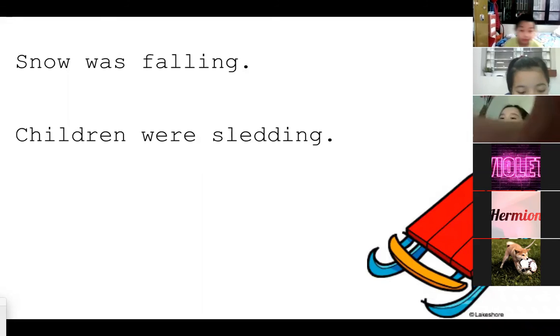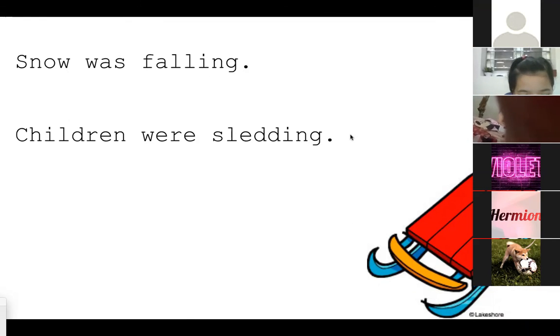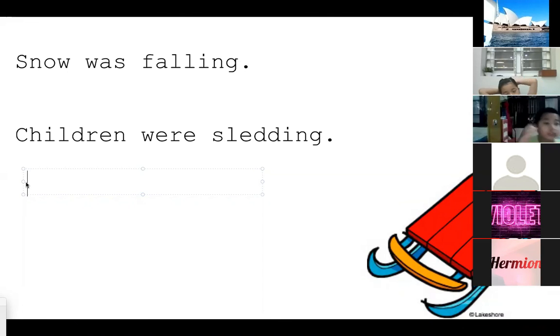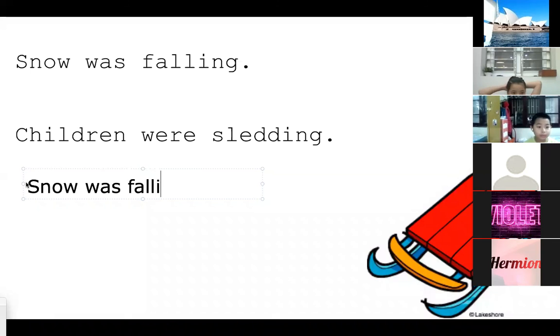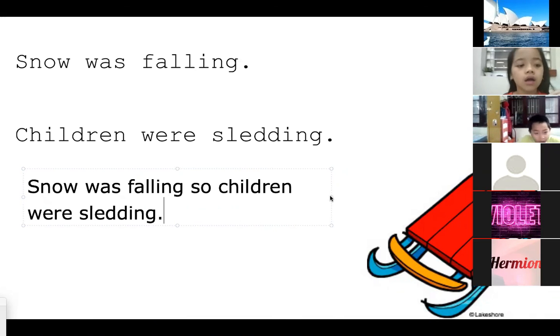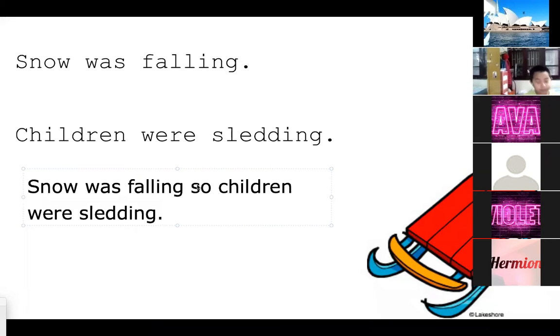Snow was falling. Children were sledding. Dino, how can we combine these two sentences? The snow was falling, so children were sledding. Again, what are we missing here? A comma. Where does our comma need to go? Before so. Okay, good job. Snow was falling, so children were sledding.